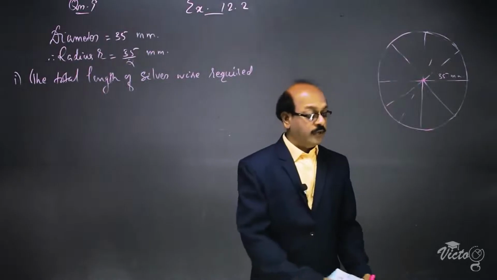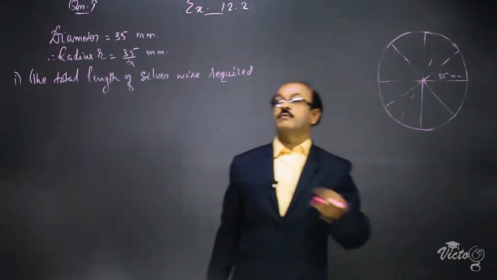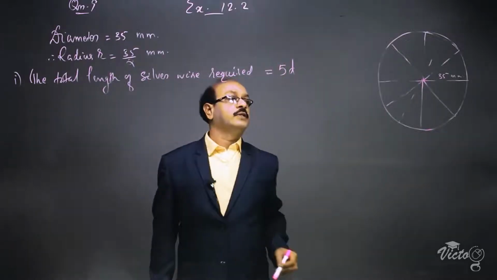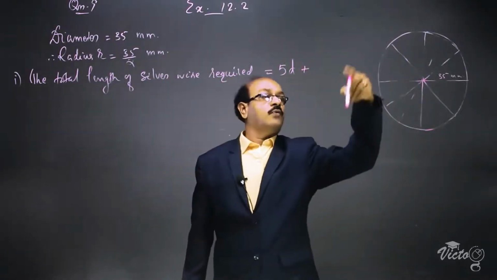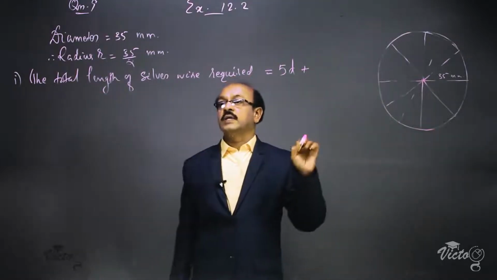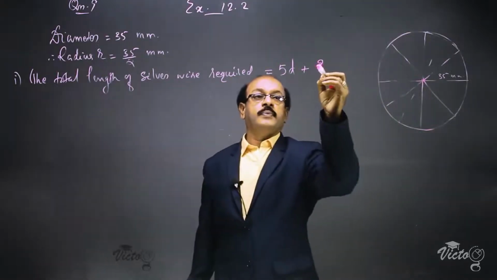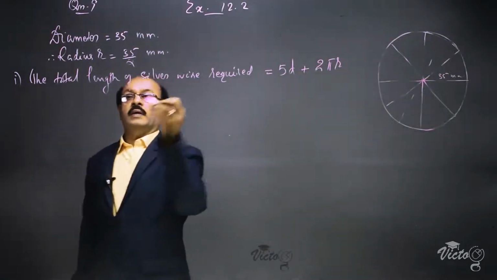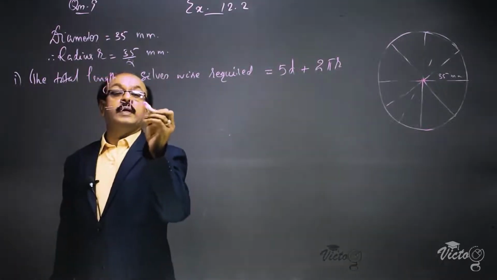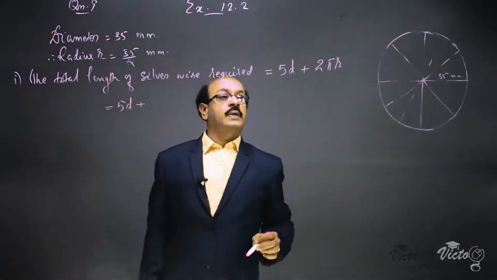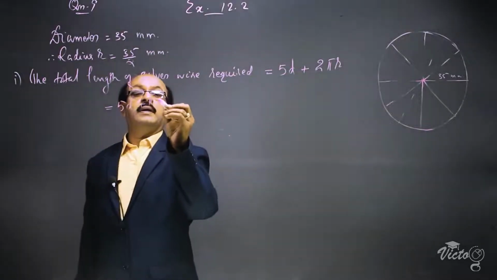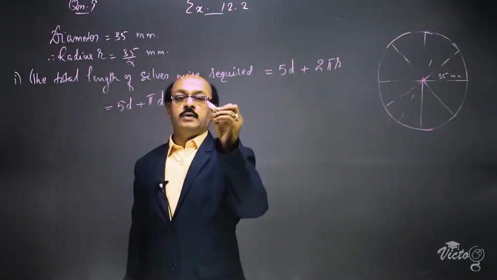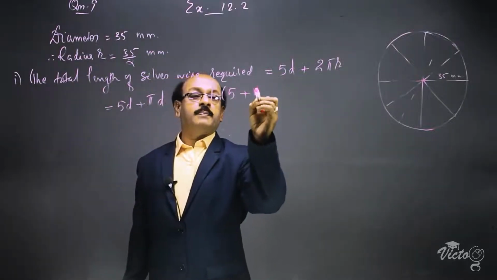So, first of all, we are going to find out the length of silver wire required, which is equal to 5D, means 5 diameters, plus the circumference of the circle, which is also made using the silver wire. Circumference of the circle is 2 pi r. 5D plus 2 pi r can also be written as 5D plus pi d. Now, d can be taken as a common factor: d into 5 plus pi.